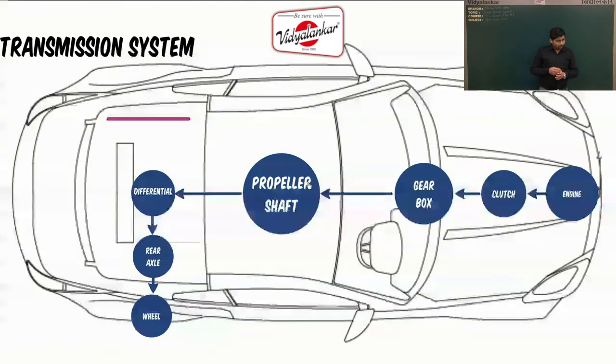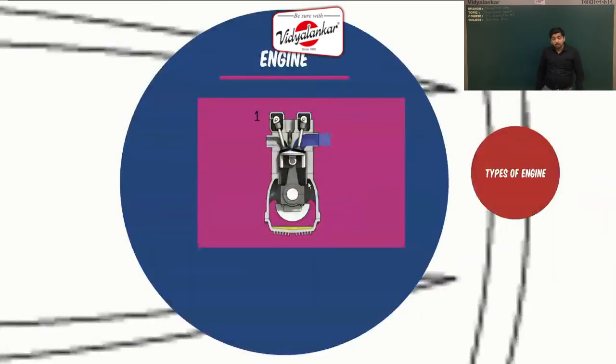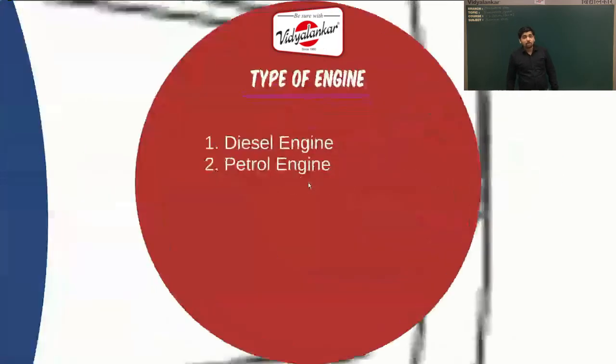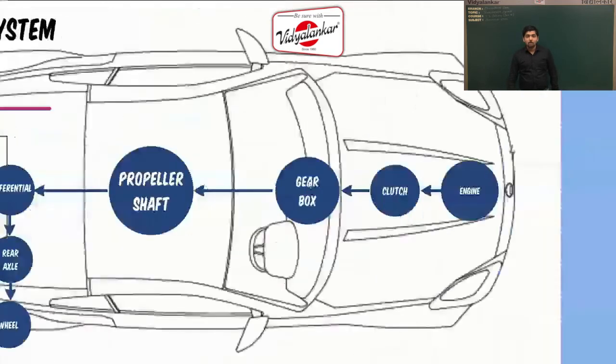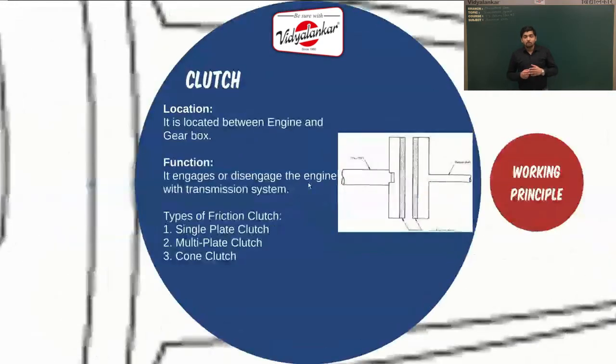Now the transmission system, as you can see, mainly consists of engine, clutch, gearbox, propeller shaft, differential, rear axle and wheel. So the first part is the engine. The engine is a source of power for an automobile, and here the chemical energy of fuel is converted into mechanical power. Based on the type of fuel used, it can be a diesel engine or a petrol engine. In the market a few more engines are available, but from the subject point of view we have restricted it to diesel and petrol engine only. From there, power is transmitted to the clutch.